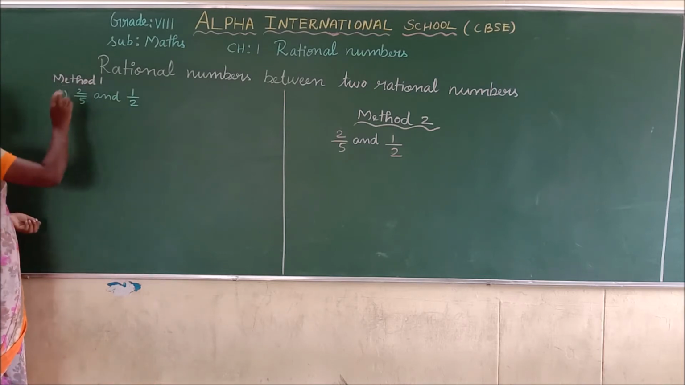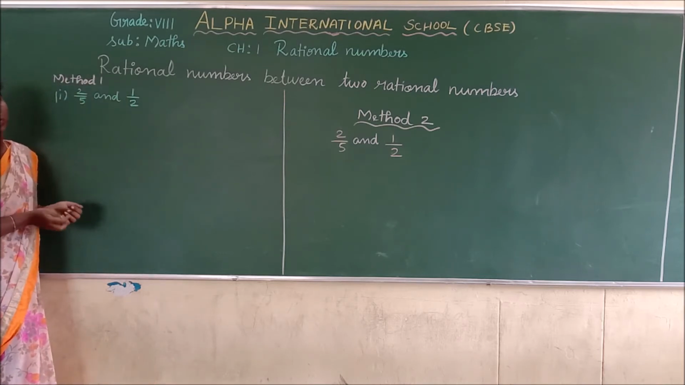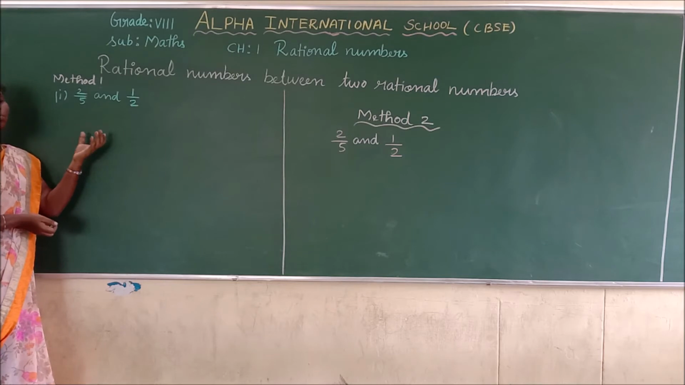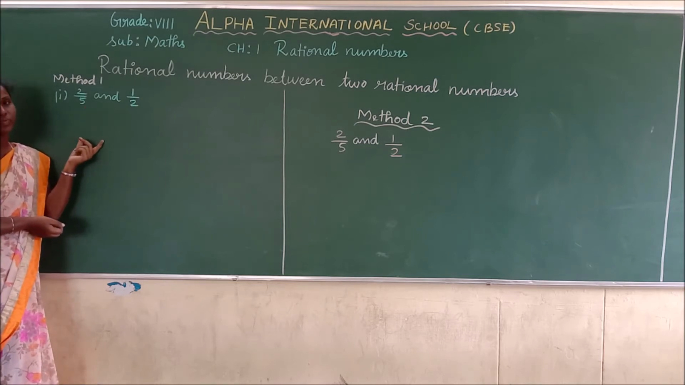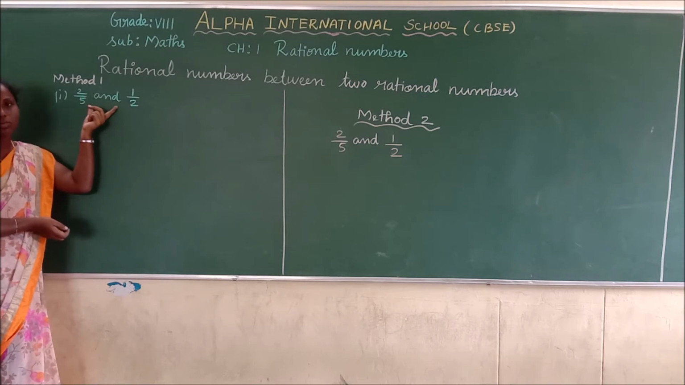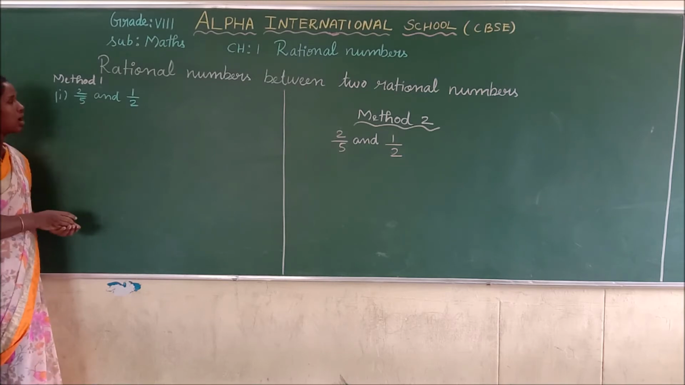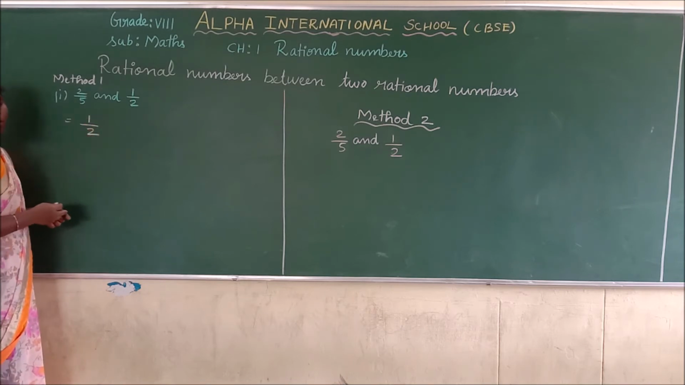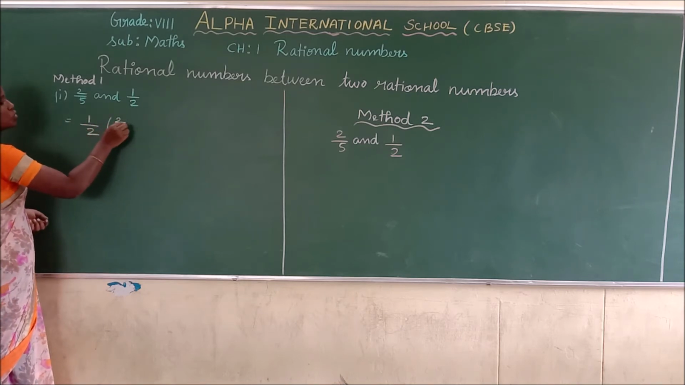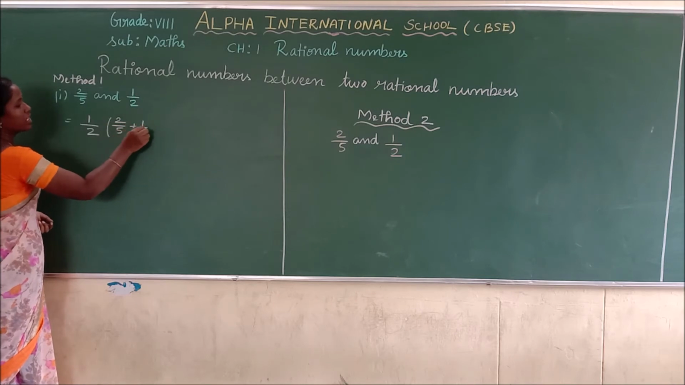In method 1, we are going to take the mean of the given two rational numbers. Mean of the given two rational numbers means you have to add these two rational numbers and divide by 2. Divided by 2 means we can take 1 by 2 of (2 by 5 plus 1 by 2).